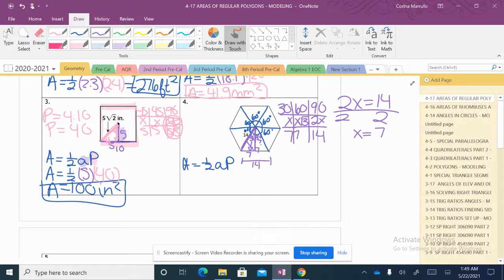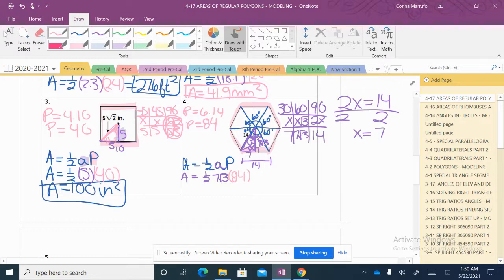And then the side across my 60 is 7 square root of 3, which makes this side 7 square root of 3, which is my apothem. So this is 7 square root of 3. This is 1/2. Area equals, and then last I just need my perimeter. So I said one of the sides was 14, so 1, 2, 3, 4, 5, 6. To find my perimeter, I have 6 sides, each one is 14, so when I do 6 times 14, that gives me 84.